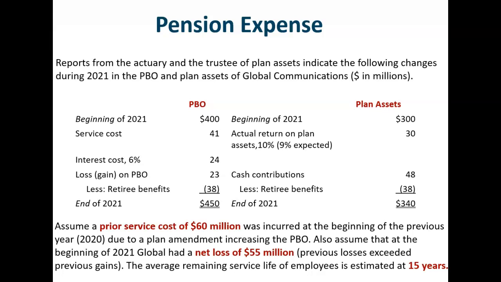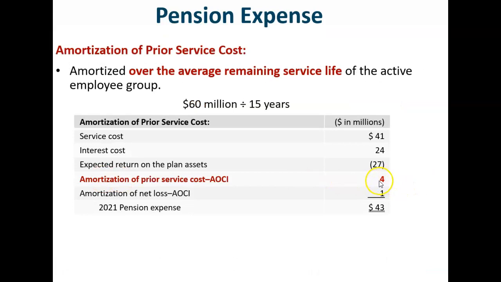That means that at the beginning of 2021, the unamortized balance of prior service cost is $56 million. That's the $60 million resulting from the plan amendment in 2020 minus $4 million of amortization in the year 2020, which leaves a $56 million balance at the beginning of 2021. And that's where this $4 million of amortization of prior service costs came from.